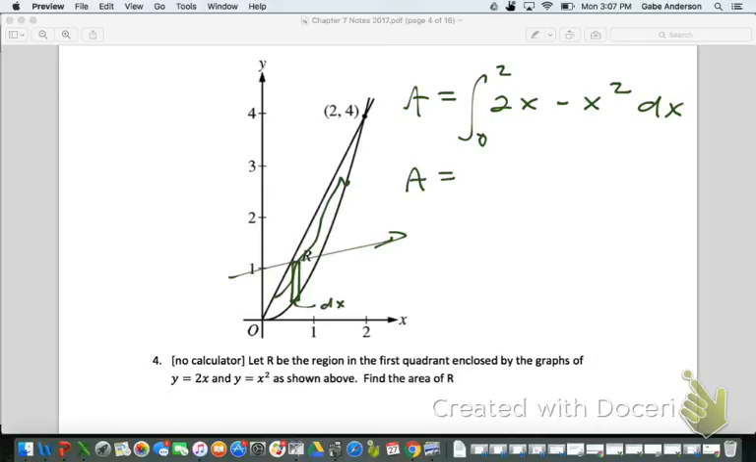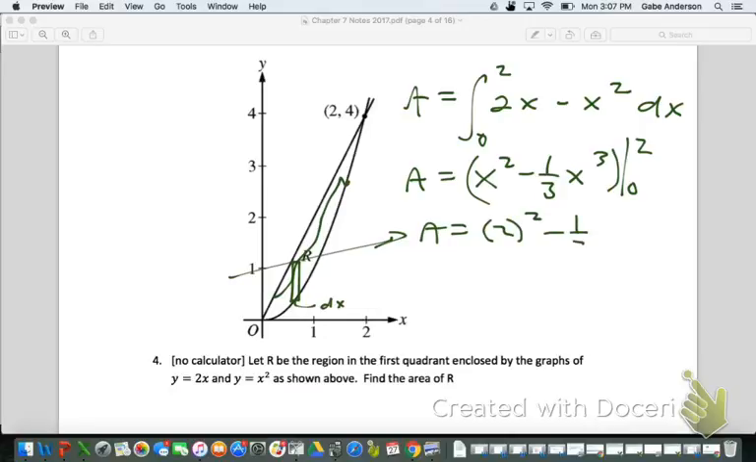Here's how it finishes. Antiderivative would be x squared minus 1/3 x cubed, evaluated from 0 to 2. So you would plug in your 2, and when you plug in your 0, you just get 0, don't you? 0 minus 0. That's kind of nice. So did you guys get an answer of 4 minus 8/3? Yep. So then it would be 4/3?